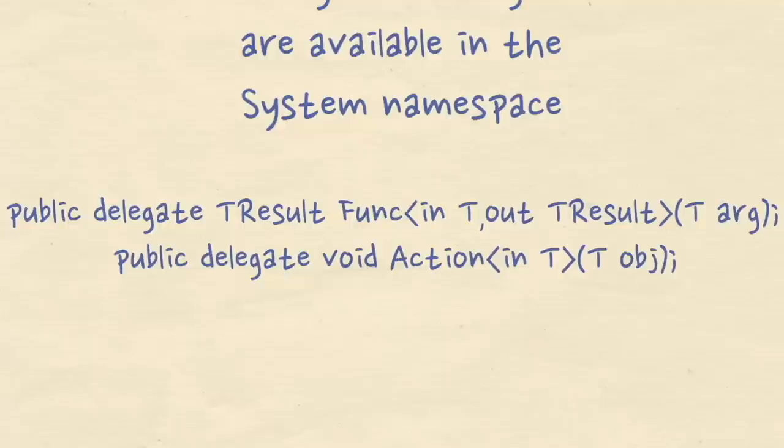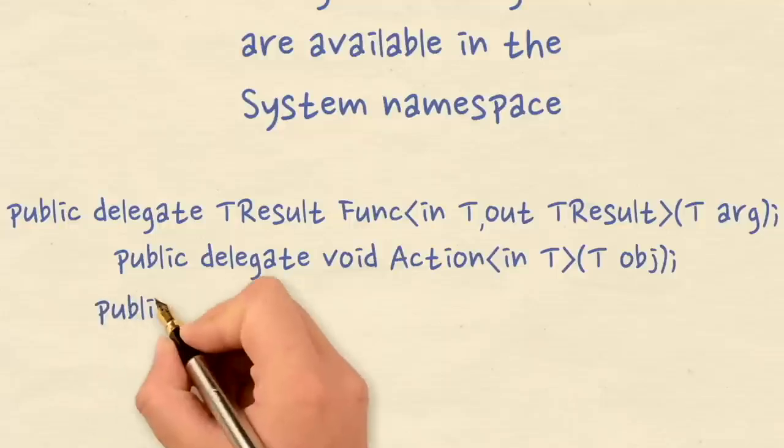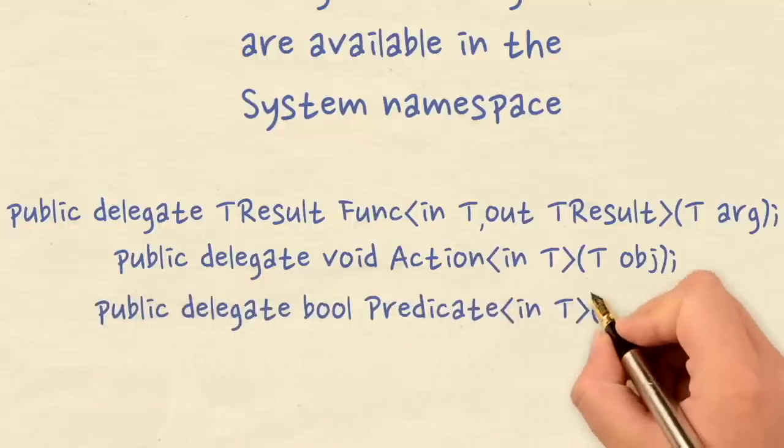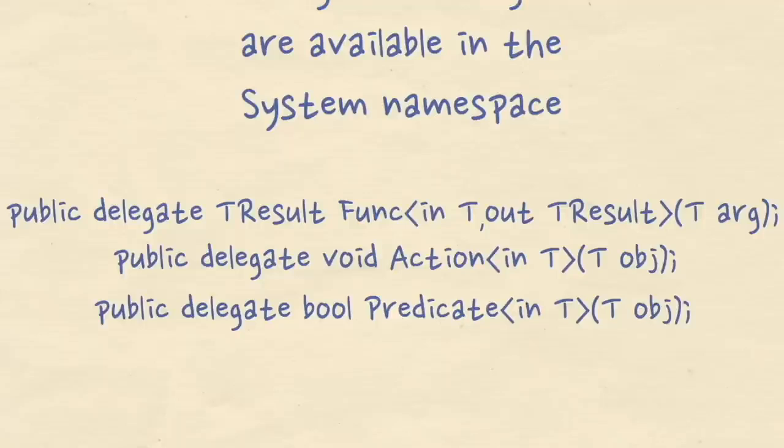not return a value. The predicate generic delegate encapsulates a method that contains one parameter and returns a value that must be of the Boolean data type. A predicate delegate represents a method that defines a set of criteria and determines whether the specified object meets those criteria. Let's look at code examples using each of the built-in generic delegates, i.e.